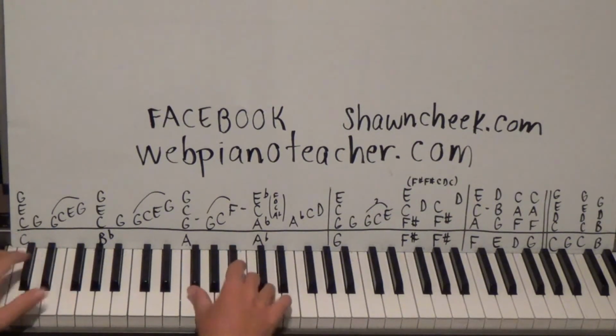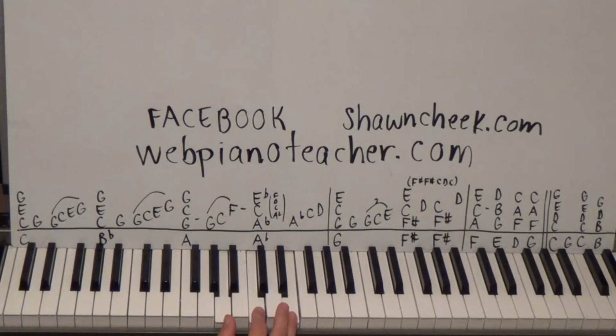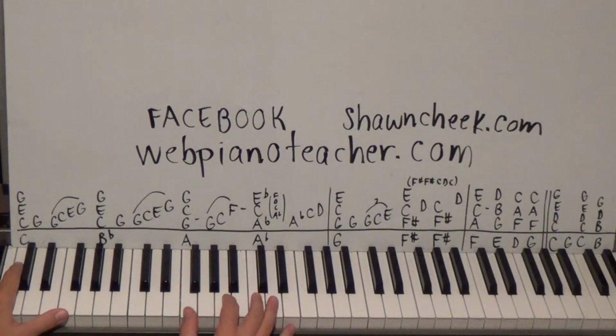Okay? Let's keep going here. A, C, E. And you look at that and go, oh, that's an A minor chord. Well, not because of the bass. You have an F bass, that makes it an F major 7. F, A, C, E.